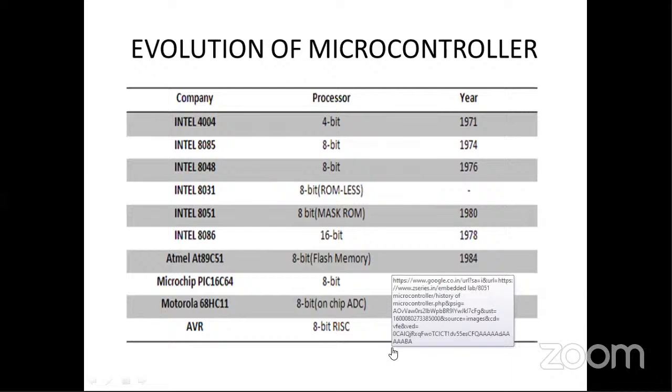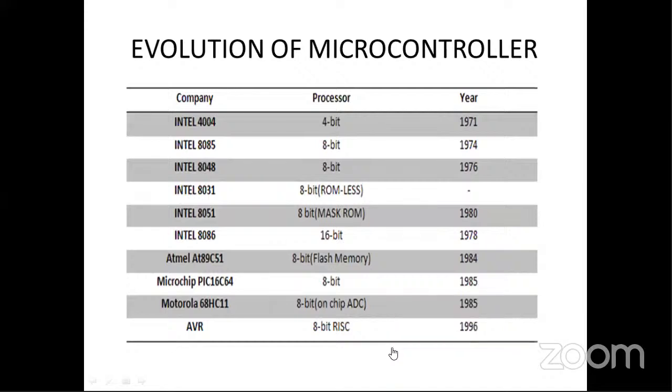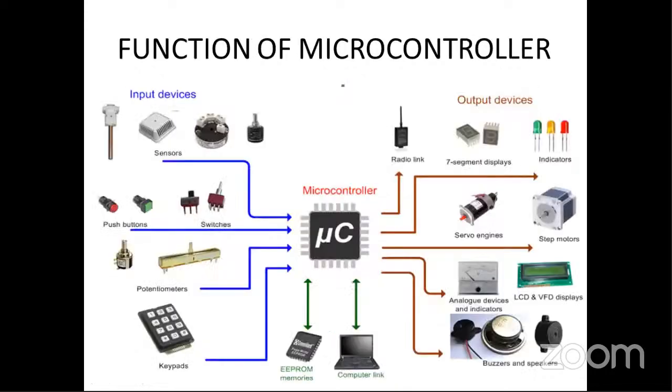It has inbuilt RAM of 256 bytes and ROM size of 4 kilobytes. Along with that, Atmel is a manufacturing company which came to existence in 1984, which supports flash memory. Microchip produces the PIC, which is also an 8-bit controller, in 1985. There are more than 200 companies which manufacture microcontrollers. A few of them I have listed. Okay, moving toward the next slide. Now, what is the major function of microcontroller?